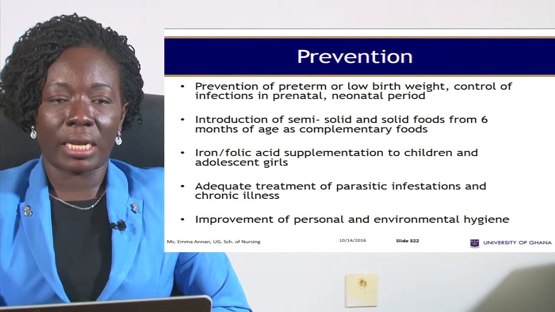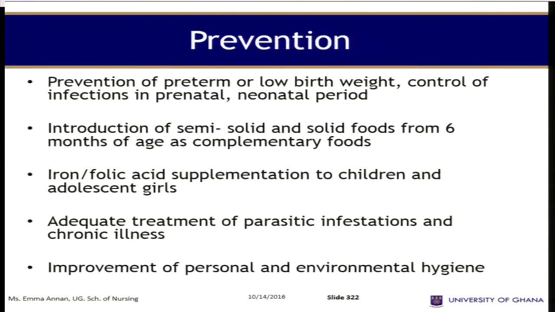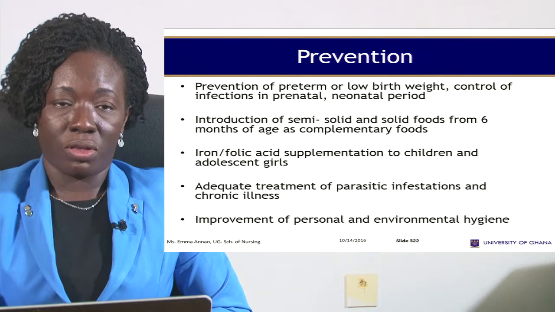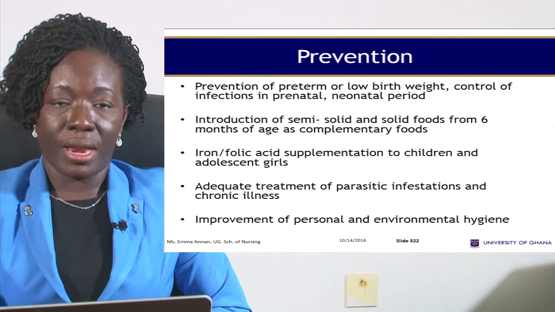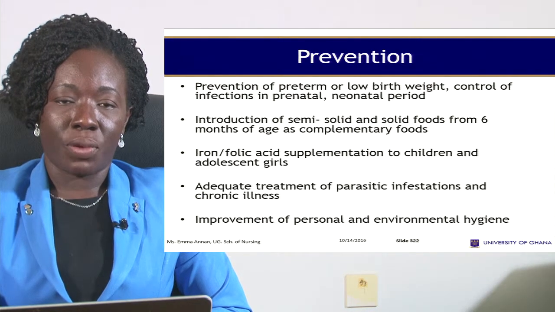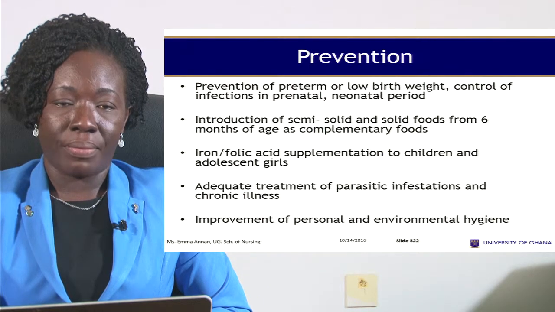Still on the prevention of preterm and low birth weight. Then you also have to control infections during the prenatal or neonatal period. Then introduction of semi-solid and solid food from 6 months of age as complementary feeding. Some people breastfeed, and even after 6 months, they don't want to stop. They still continue with the breastfeeding without introducing complementary feeding, and it will lead to iron deficiency anemia.